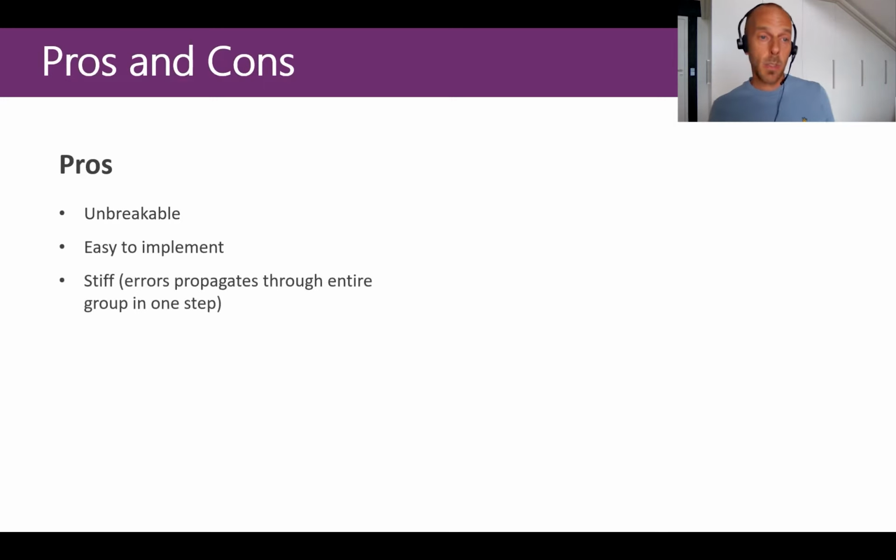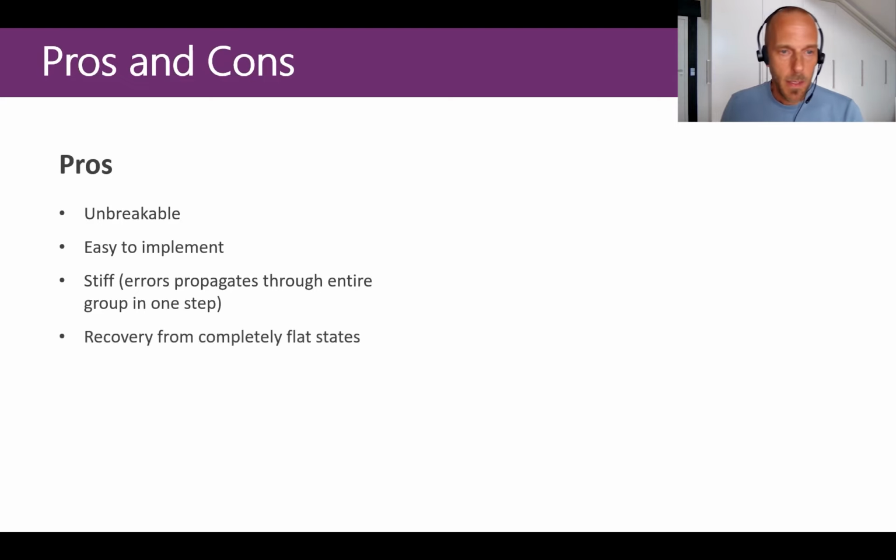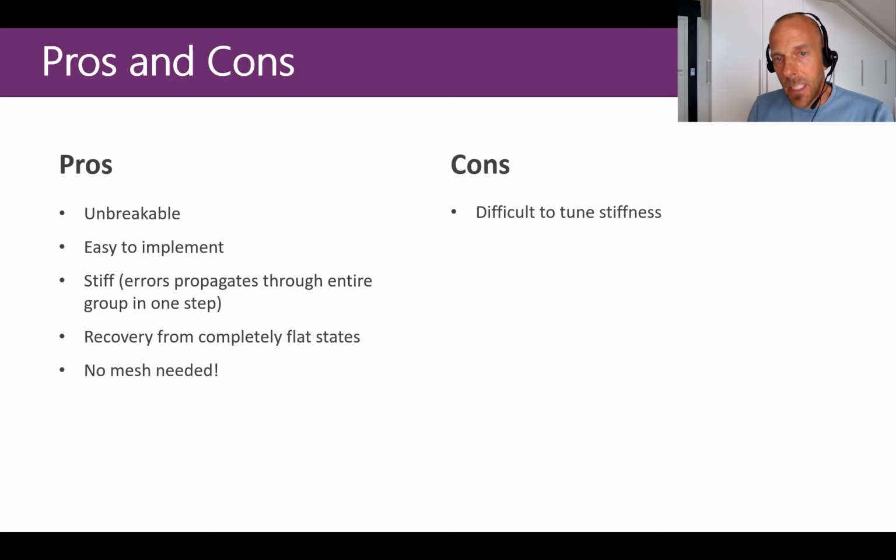You can simulate very stiff materials easily, because the error propagates through entire models, or if you use many shape matching groups, through a shape matching group at once. And it recovers from completely flat states. And another nice property is you don't even need a mesh. You just need a bunch of particles. The disadvantage is it's difficult to tune stiffness, but that's not a really big problem.